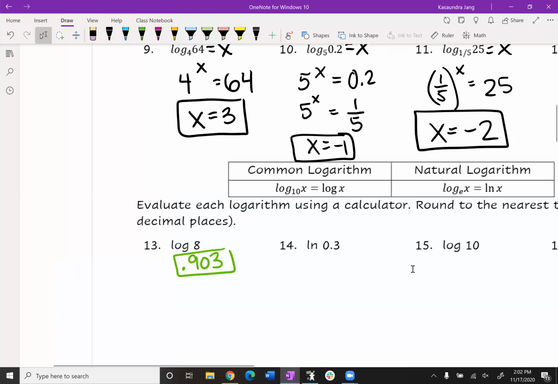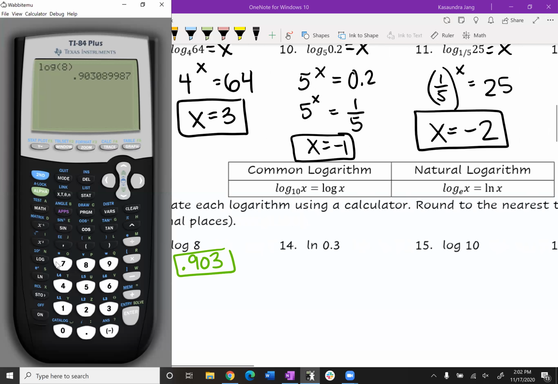All right, and then you also, I believe, have an ln, a natural log button. So find that one. For me, it's on the left side here. Again, I think on scientific calculators it's usually near the top. So check that out. I'm going to do my natural log, my ln, of 0.3.